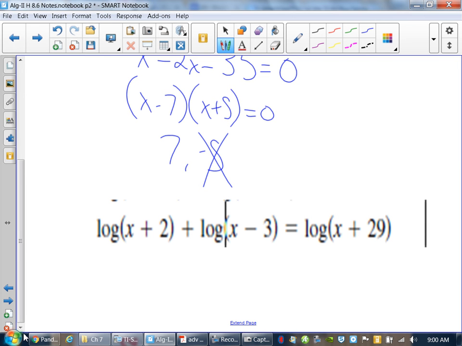And then 7 plus 29 is also 36. Yay, math! It's good when you can actually do stuff in your brain when the brain works.